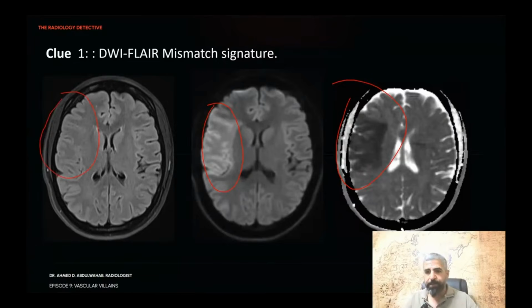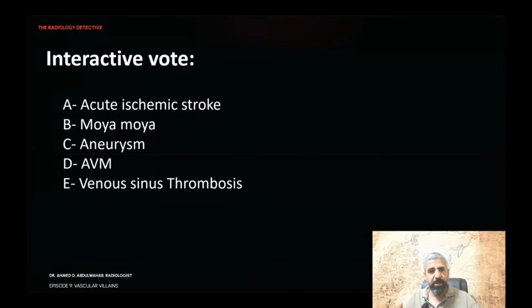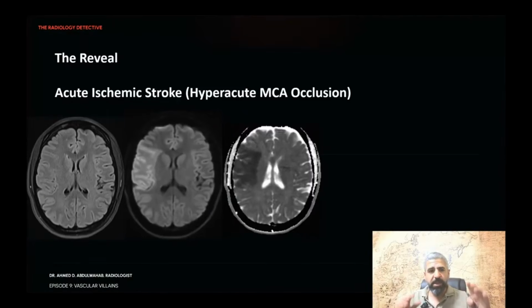There's nothing here. This is what we call diffusion-weighted imaging FLAIR mismatch, our absolute proof of hyperacute tissue that can still be saved. What's the diagnosis? Is it an acute ischemic stroke, moyamoya disease, aneurysm, AVM, or venous sinus thrombosis? And the reveal is, of course, A, an acute ischemic stroke with hyperacute MCA occlusion. It's a hyperacute right middle cerebral artery ischemic stroke. Time is brain. And this mismatch means we are well within the window for thrombolysis and thrombectomy.